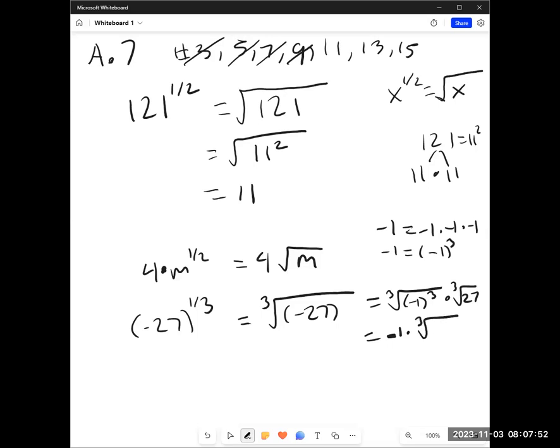Cube root of 27 is 3 times 9, which is 3 times 3. So that's 3 cubed. -1 times 3 is -3. So when I have a negative number inside of an odd root like this, the negative is able to come out front, and the positive part will stay inside. I cannot take a negative outside of an even root like a square root or a fourth root or something like that.